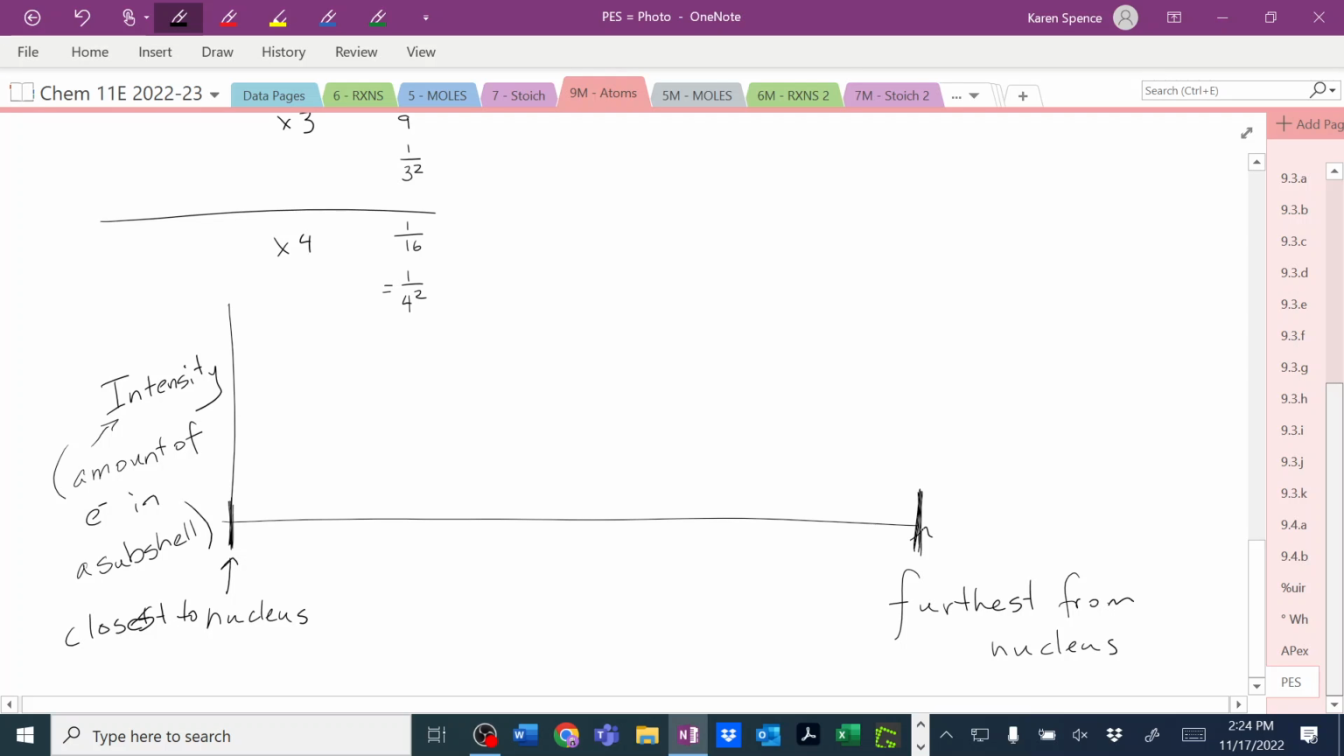And what are we measuring on the bottom? Ionization energy. It could also be called binding energy, because it's the energy that binds that electron to the atom.